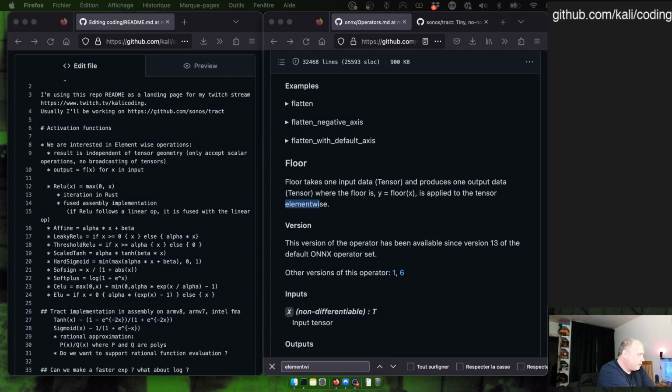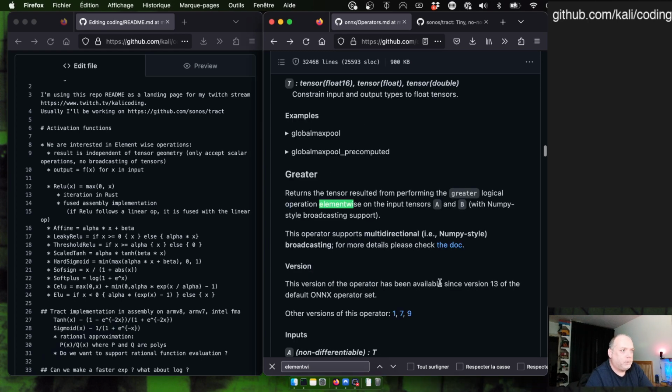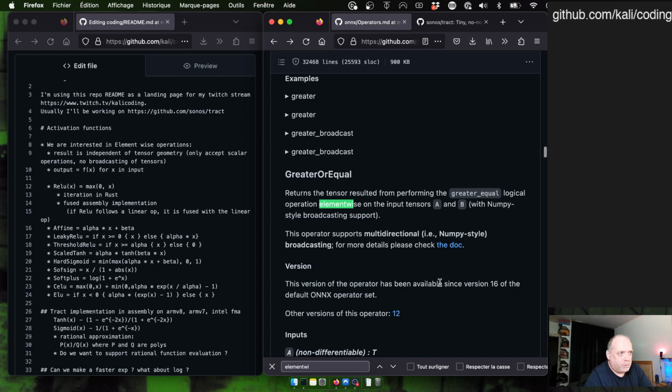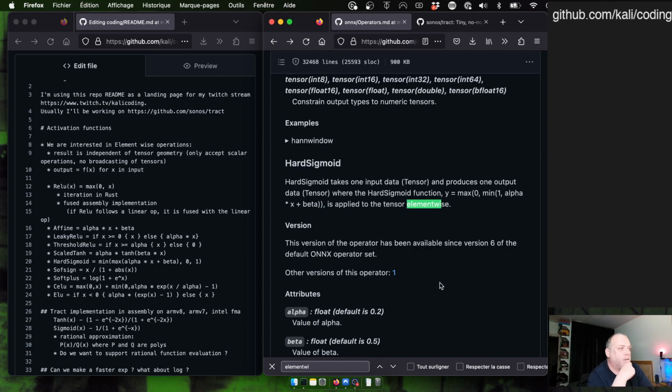And then we also have what else? My mouse doesn't want to come back. Okay, element-wise. Next, greater. That's not an activation function. Art sigmoid. Okay, this one I already have.